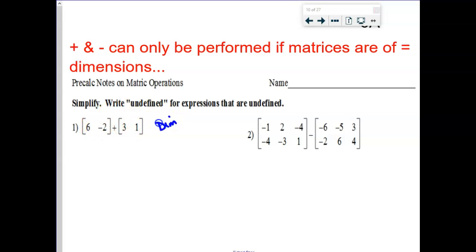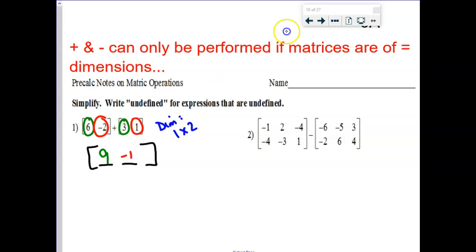So the dimensions are 1 row by 2 columns, which means my resulting matrix will also be 1 row by 2 columns. So what I like to do is write the matrix out with little empty spaces waiting for my answers. And then without any instruction, you guys probably would have got this right. You're just going to add the components. So 6 plus 3, better known as 9. And then in position 1, 2, you have -2 plus 1, better known as -1.